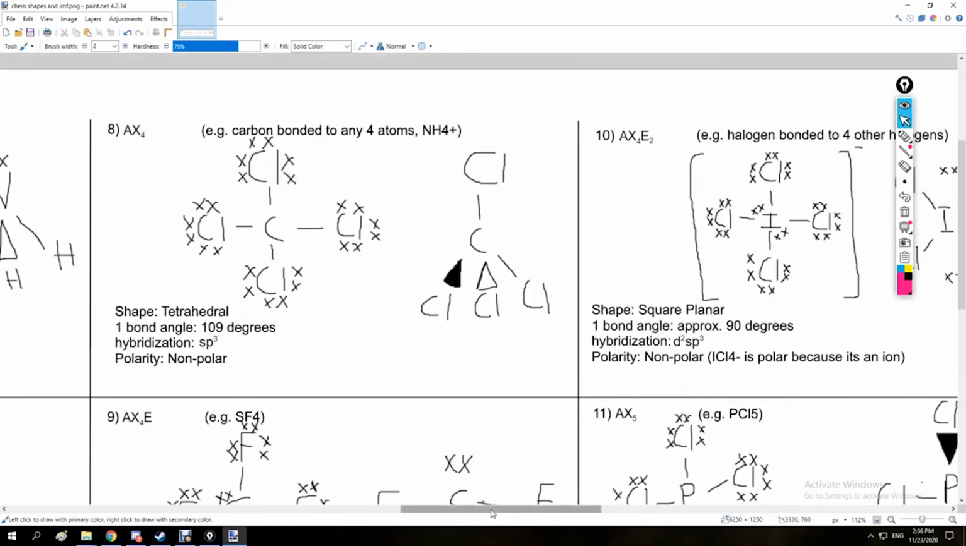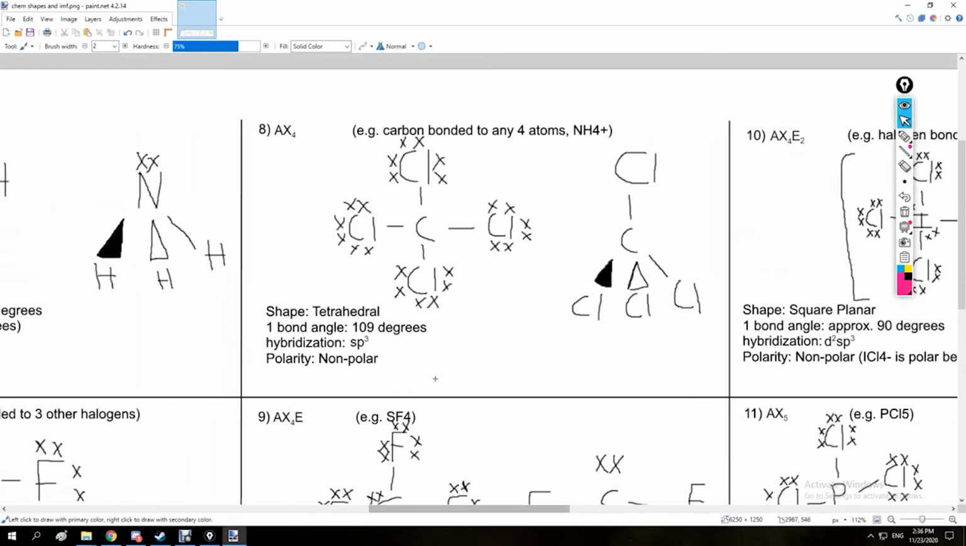Next shape, AX4. Now we have 4 outer atoms. An example is carbon bonded to any 4 atoms or NH4+. So carbon bonded to any 4 atoms, this is what the Lewis structure looks like, but this is what the shape looks like. It's very similar to the trigonal pyramidal, except it looks like this, as opposed to the trigonal pyramidal, which looked more like this. So the shape is tetrahedral.